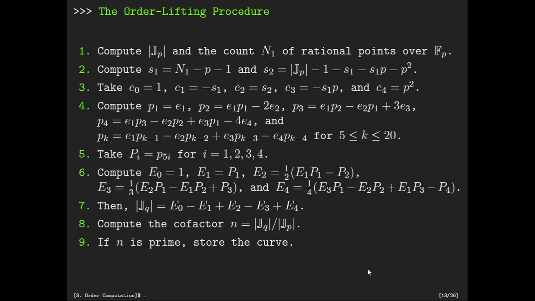Now, compute JQ and count N1. The number N1 is the number of rational points over FP. Now, from the zeta function of a curve, we can compute this value S1 equal to N1 minus P minus 1, and S2. From the relation of the elementary symmetric polynomials, we have the values of E0, E1, E2, E3, E4.